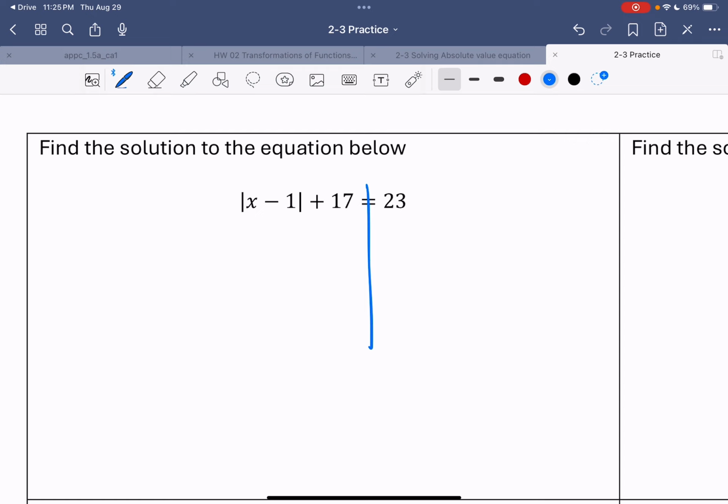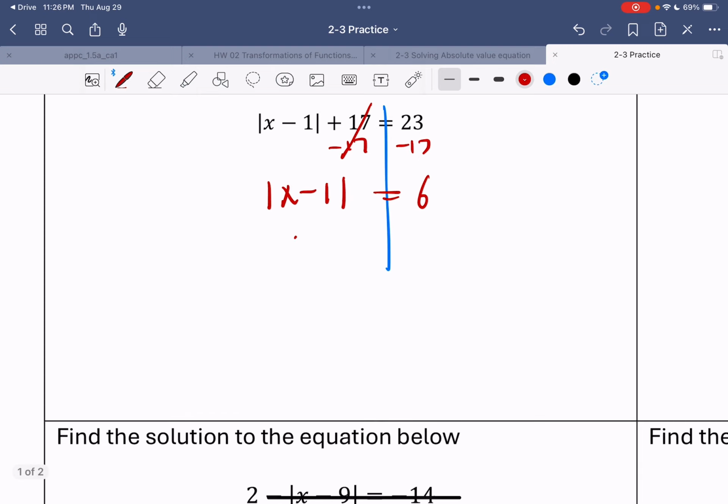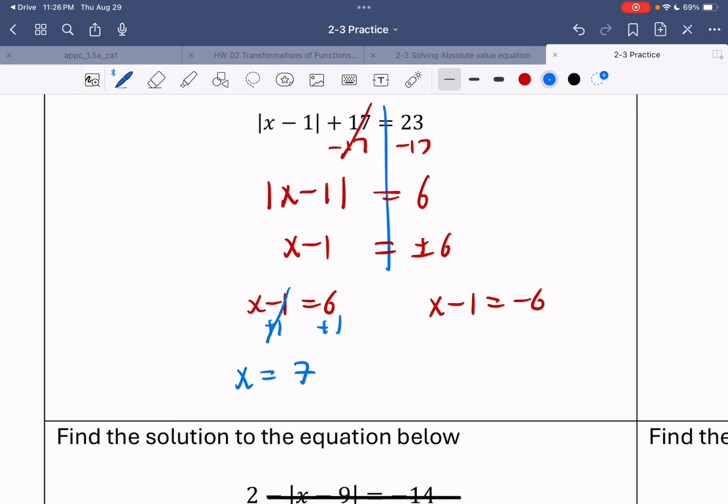This one is just two-step, so not two-step, but here, minus 17 on both sides. Now this absolute value is isolated. 23 minus 17 is equal to 6. If I get rid of this absolute value, x minus 1 is equal to positive or negative 6. x minus 1 equals positive 6, and x minus 1 equals negative 6. If you do plus 1 on both sides, you're going to get x equals 7, and plus 1 on both sides, you're going to get x equals negative 5.